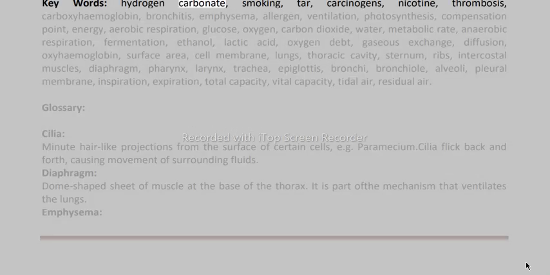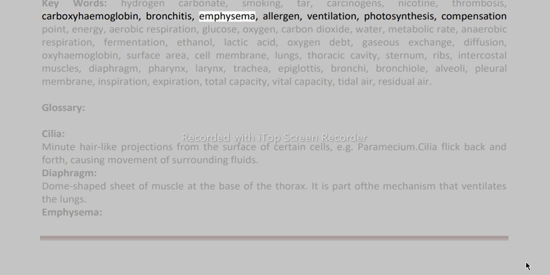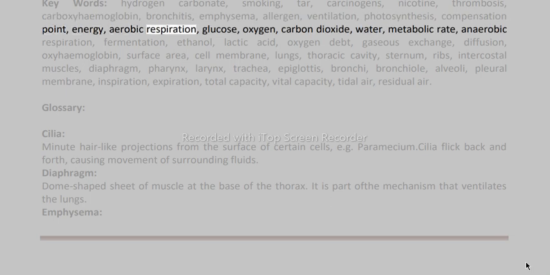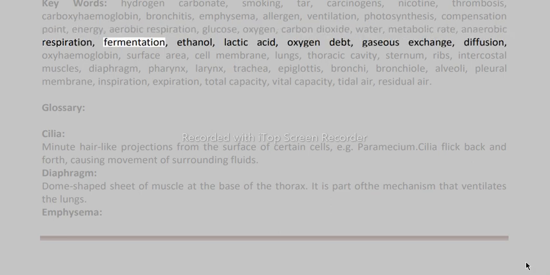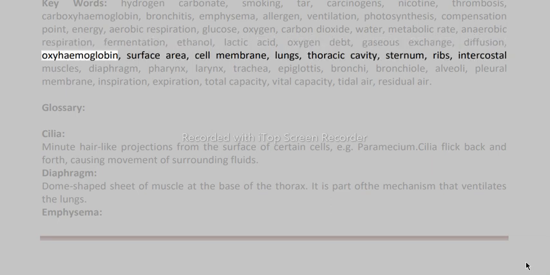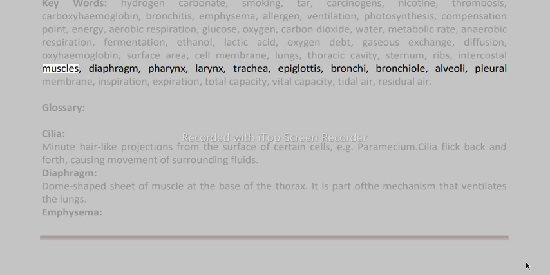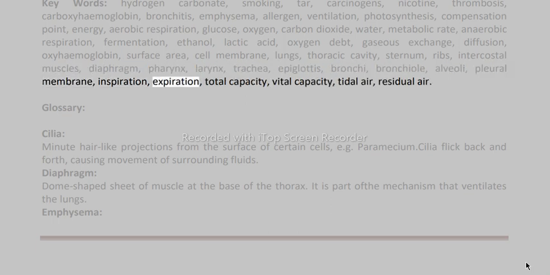Keywords: hydrogen carbonate, smoking, tar, carcinogens, nicotine, thrombosis, carboxyhemoglobin, bronchitis, emphysema, allergen, ventilation, photosynthesis, compensation point, energy, aerobic respiration, glucose, oxygen, carbon dioxide, water, metabolic rate, anaerobic respiration, fermentation, ethanol, lactic acid, oxygen debt, gaseous exchange, diffusion, oxyhemoglobin, surface area, cell membrane, lungs, thoracic cavity, sternum, ribs, intercostal muscles, diaphragm, pharynx, larynx, trachea, epiglottis, bronchi, bronchiole, alveoli, pleural membrane, inspiration, expiration, total capacity, vital capacity, tidal air, residual air.